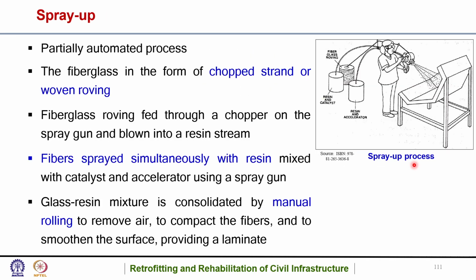Okay. So then there is spray up, and this is the spray up process. So it is a partially automated process. The fiberglass is in the form of chopped strand or woven roving. Fiberglass roving is fed through a chopper on the spray gun and blown into a resin stream. Fibers are sprayed simultaneously with resin mixed with catalyst and accelerator using a spray gun. The glass resin mixture is consolidated by manual rolling to remove air, to compact the fibers, and to smoothen the surface, providing a laminate.